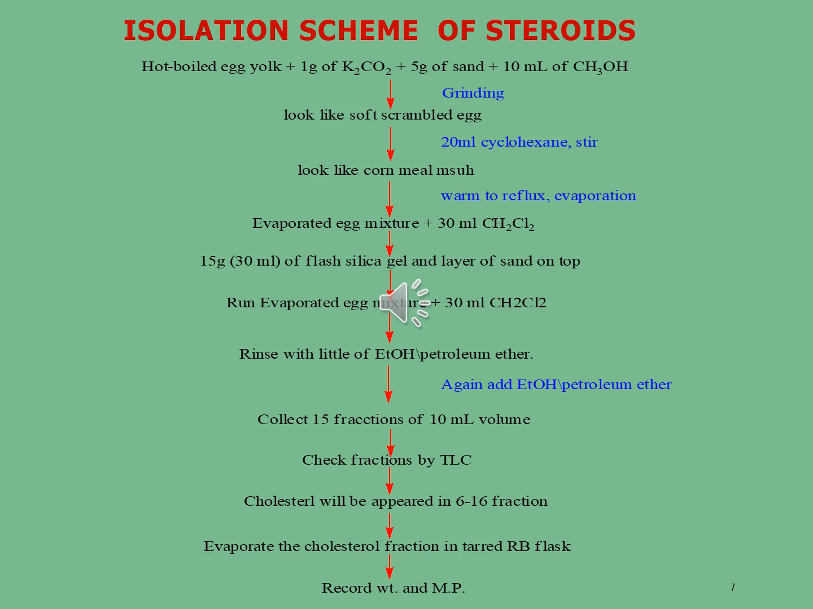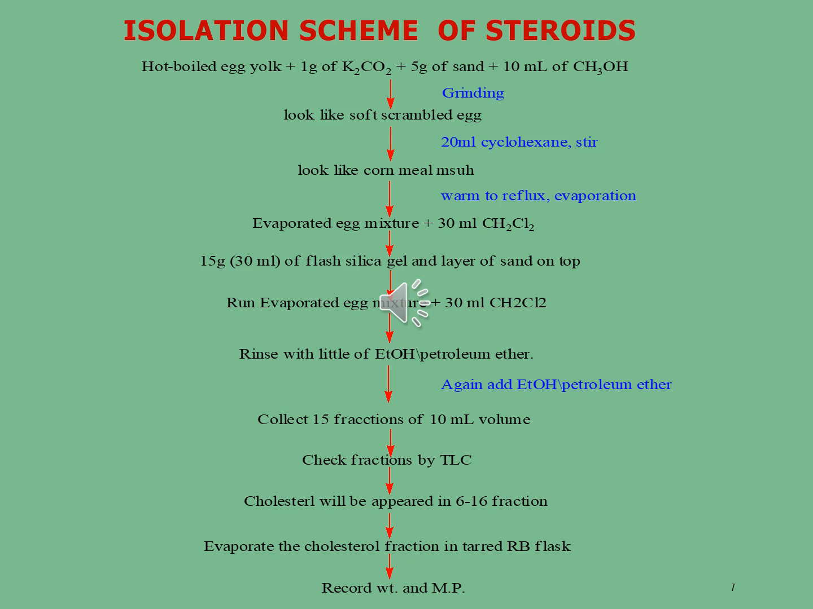After that, we take the cornmeal mush material. The whole material is then subjected to reflux and evaporation. After evaporation, we get the evaporated egg mixture to which we add 30 ml of methylene chloride. Now, this material is subjected to column chromatography, in which we take 15 gram of flash silica gel and a layer of sand on the top. So the column is packed.